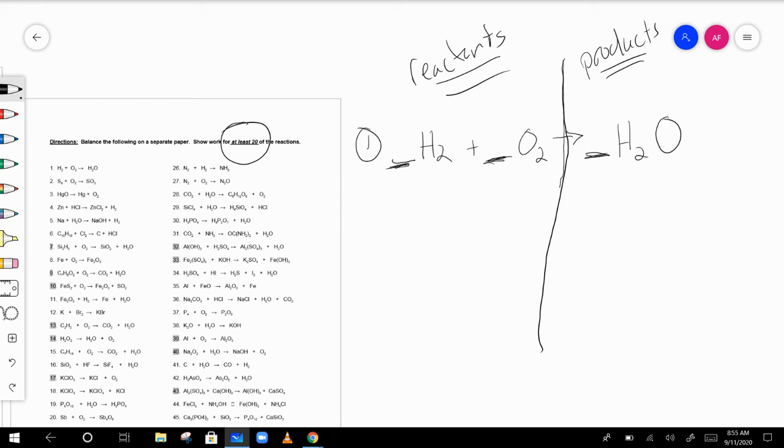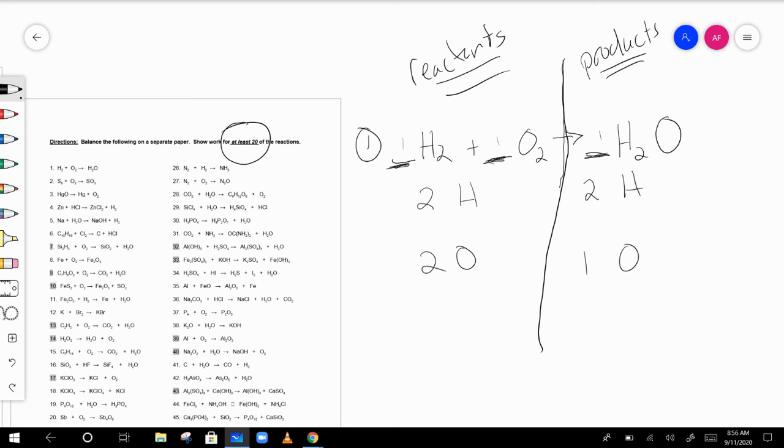So the next step is I have to count how many atoms of each element I have on each side. Right now there are imaginary ones in front of each one. We're just going to assume that there's one of each. So here I have 2 hydrogens and 2 oxygens. On the product side, I have 2 hydrogens and 1 oxygen.